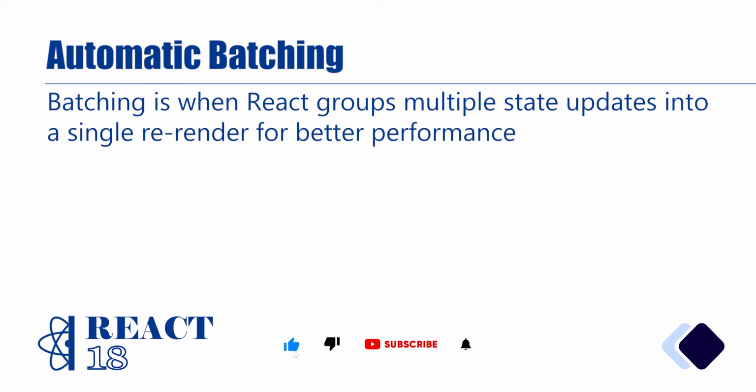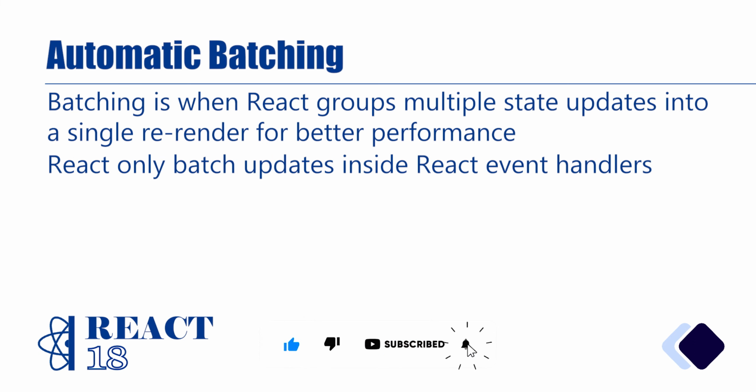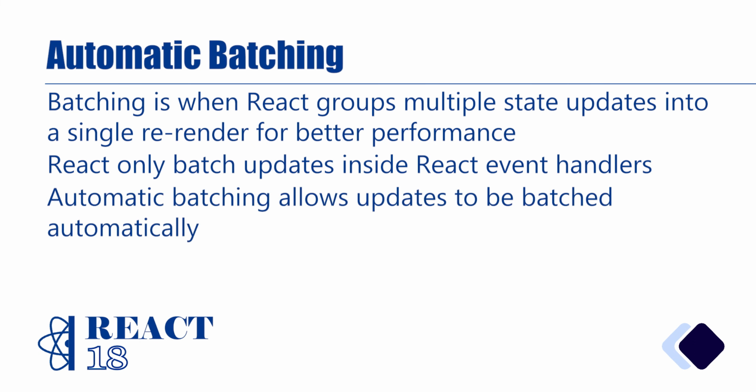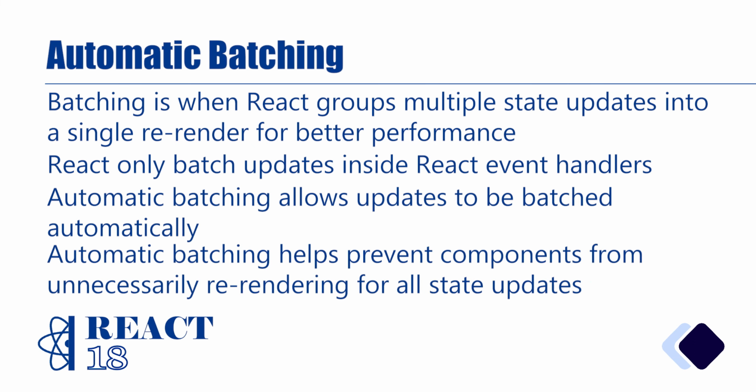Without automatic batching, React only batches updates inside React event handlers, not in promises, set timeouts, native event handlers, or any other events that are not batched in React by default. With automatic batching, these updates will be batched automatically. Automatic batching helps prevent components from unnecessary re-rendering for all state updates, which results in improved performance.